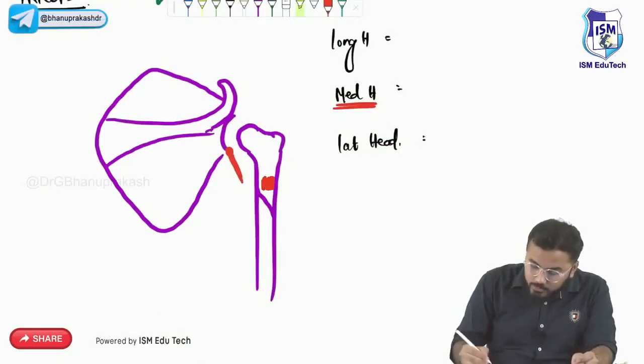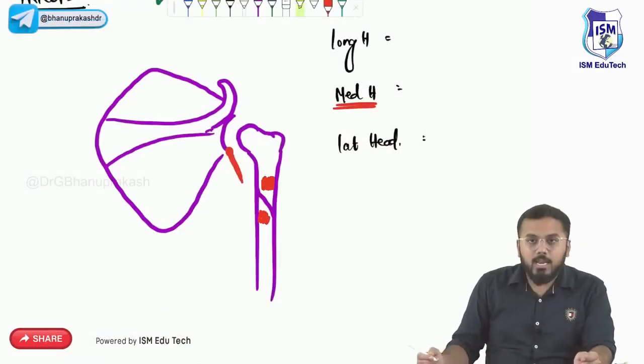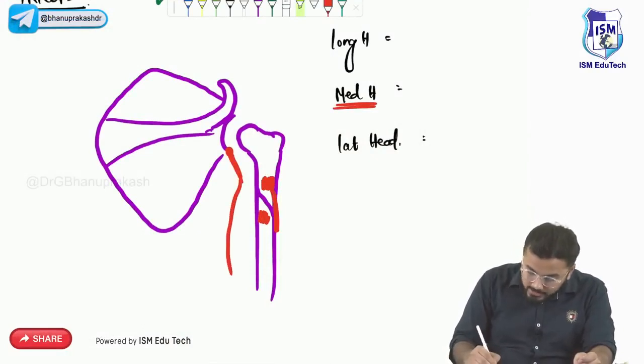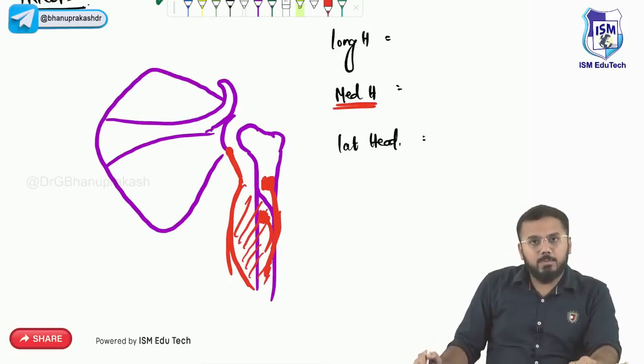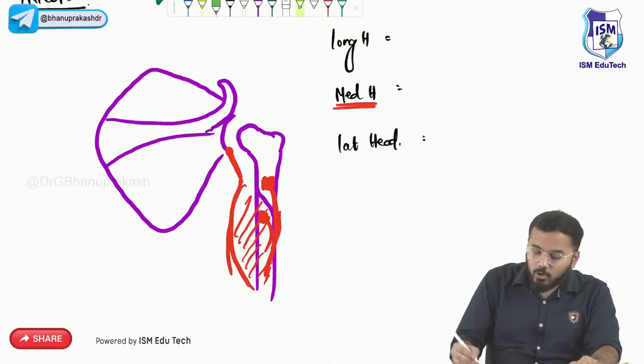Above the radial groove, the medial head. Below the radial groove, the lateral head. So from all these three places, this is the muscle that is coming on the back. This is called your triceps muscle. Okay, so let us write down all these things.